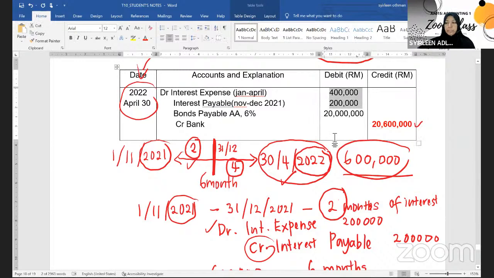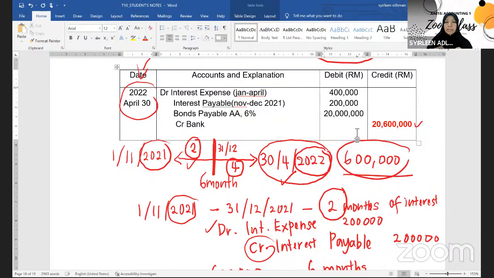600,000 of interest expense, which is separated into two. Okay, 2 months belongs to the year of 2021 expense, and the balance 4 months belongs to 2022 expenses. Alright, so yang ini ialah nilai principal atau face value yang you kena surrender. So pada tarikh maturity ni, nilai yang kita akan bayar ialah 20 million and 600,000. Okay, so this is how you record the redemption for bond AA.